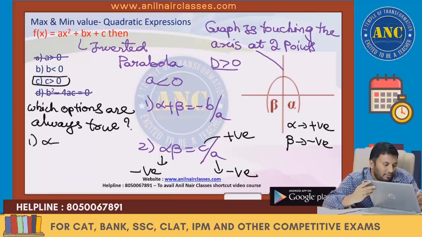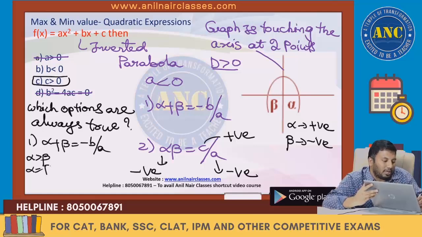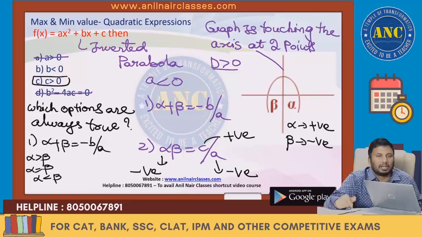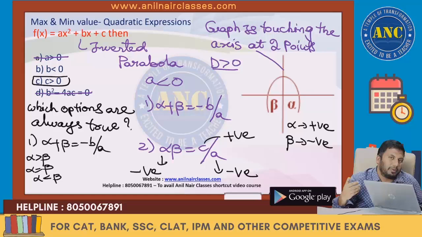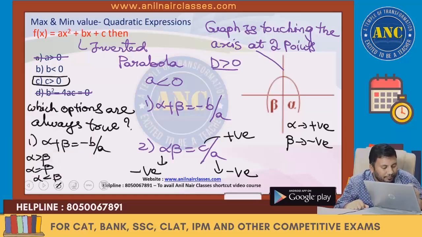First, alpha plus beta equivalent to minus B by A. Alpha could be greater than beta. Alpha could be equal to beta. Alpha could be less than beta. Am I right? The graph is not drawn to the scale. Alpha could be greater than beta, equivalent to beta, or less than beta.